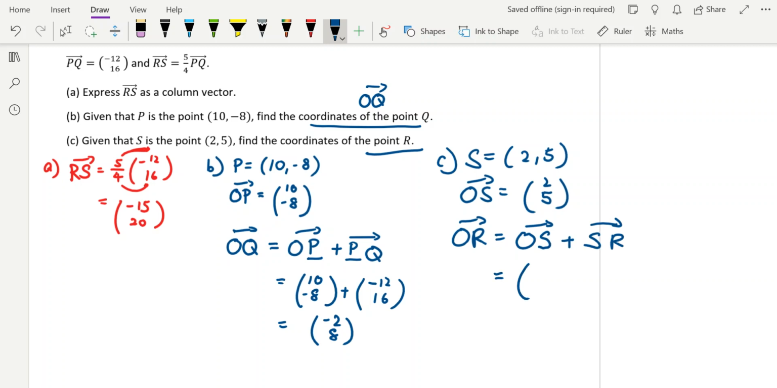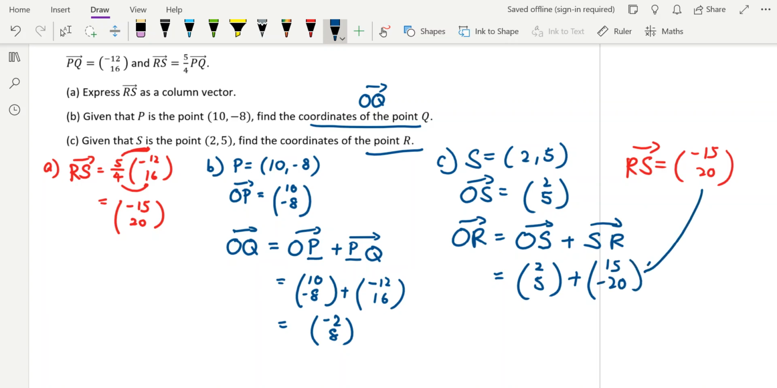What is OS? (2, 5). What is SR? I don't know what SR is. But at the start, I know RS is equal to (-15, 20). So that's what I mean by you yourself go and change the sign: plus (15, -20). This way, you yourself go and change the sign. Then you can add already, and that will be (17, -15).